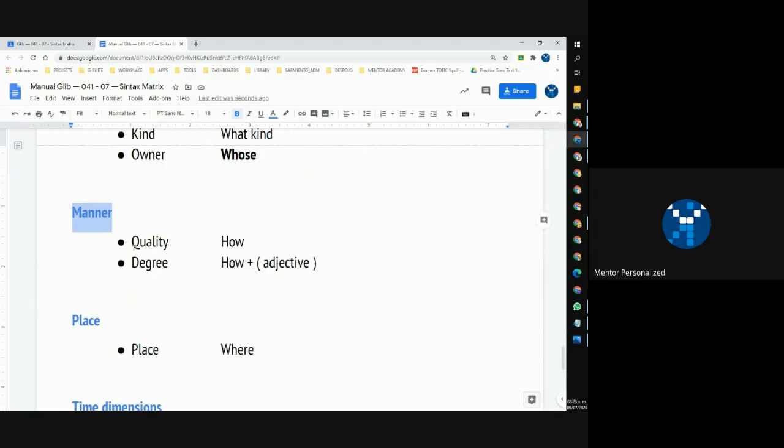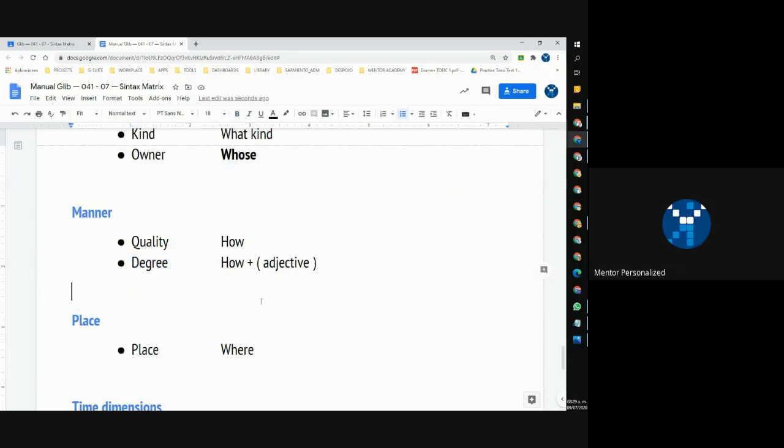And then we have the manner where we have quality. Repeat. How. For example, how is your car? How is your car? Answer. My car is small. ¿Cómo es? How is. Very good.